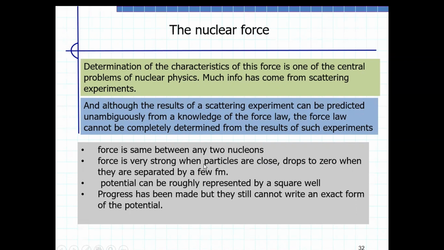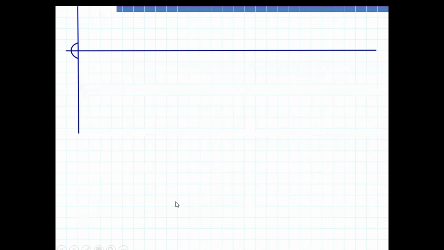The force is very strong when particles are close. It drops to zero when they are separated by a few femtometers. It goes to zero. The potential can roughly be represented by a square well potential. Now, progress has been made, but still we cannot write the exact form of the potential, but people have tried.